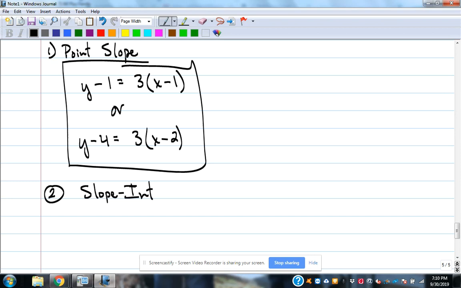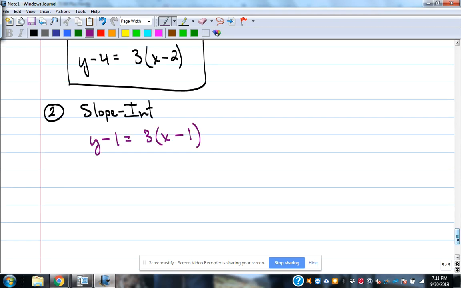Okay, so I'm going to work from the y minus 1 equals 3 parentheses x minus 1. And I'm just going to get y by itself, and I'll be in slope-intercept form, and I'm almost done. So distribute: 3x minus 3. What's the next step? Move the 1 by addition. 3x minus 2.